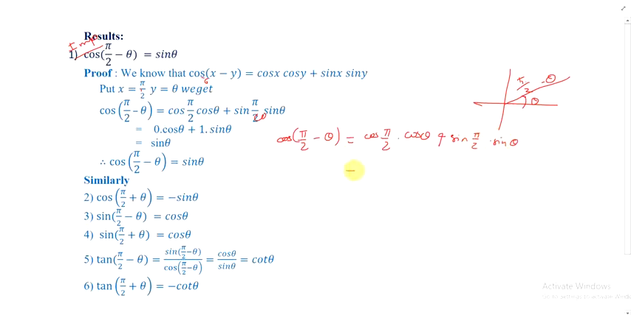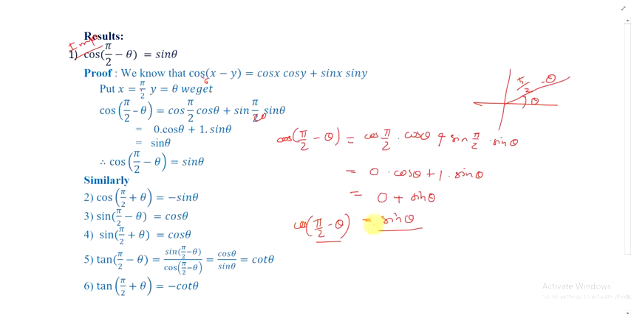Now do you know cos pi by 2? Yes, it is 0. Cos pi by 2 means cos 90 degrees, and cos 90 degrees is equal to 0. Sin pi by 2 means sin 90 degrees, which is equal to 1, into sin theta as it is. But 0 into any real value is equal to 0, plus 1 into sin theta gives sin theta. So obviously cos(pi by 2 minus theta) is equal to sin theta. And since this theta lies in the first quadrant, and in the first quadrant all the trigonometric functions are positive, it has a positive sign.